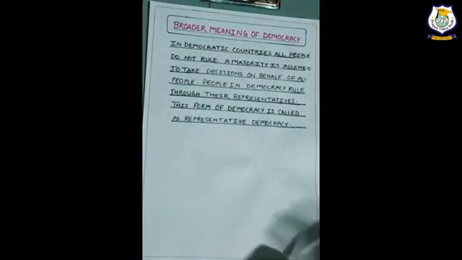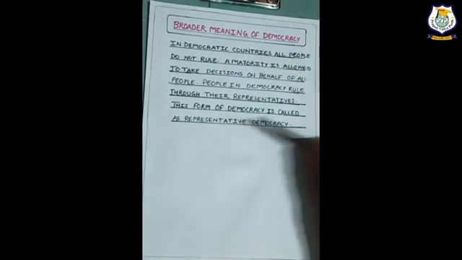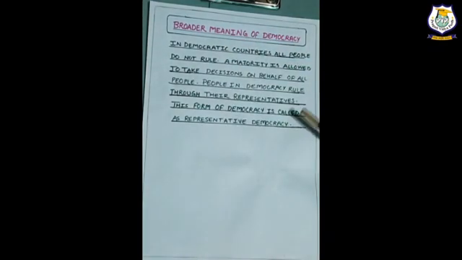So let's discuss the broader meaning of democracy. At last, we will reach the conclusion about democracy. We have already discussed the features of democracy. We have discussed how it is good. We have discussed also how it is bad. So at last we will discuss how a democratic government rules over the country.